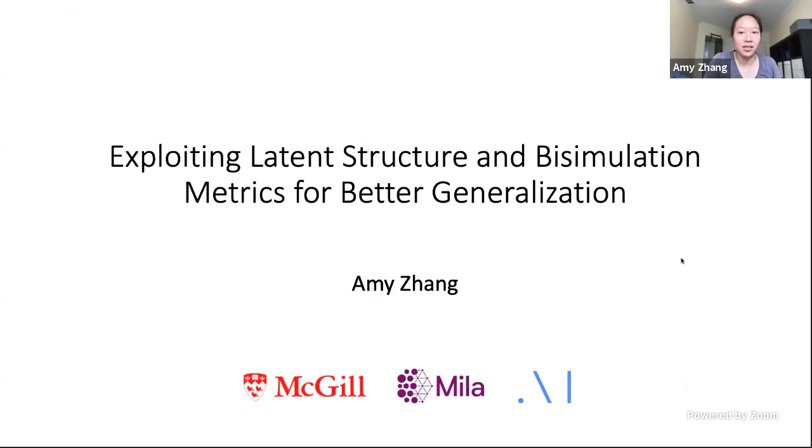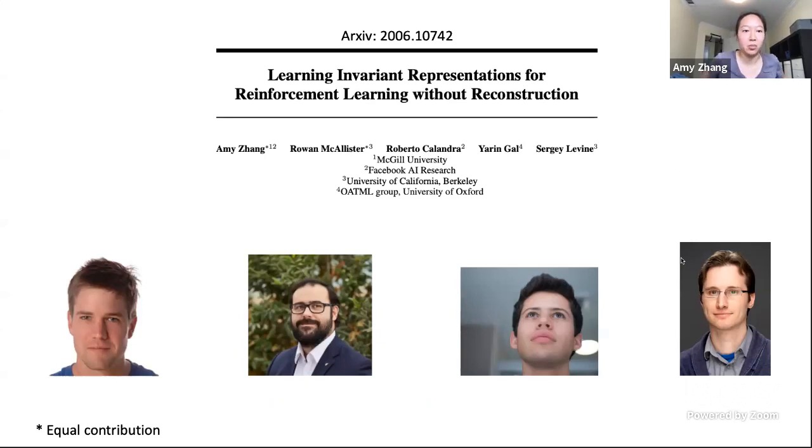So this talk is mainly based on this paper on learning invariant representations for RL without reconstruction. This is joint work with Rowan McAllister, Roberto Calandra, Yarin Gal, and Sergey Levine. This work focuses on a similar problem to the talk that Claire gave. It was some follow-up work that focused more on the state abstraction setting and how we can improve on the methods that we use for learning those state abstractions.